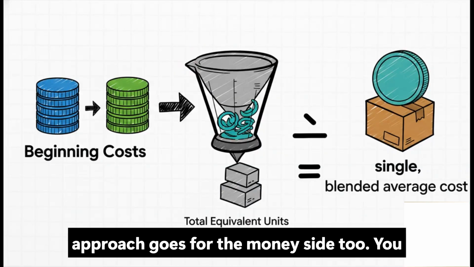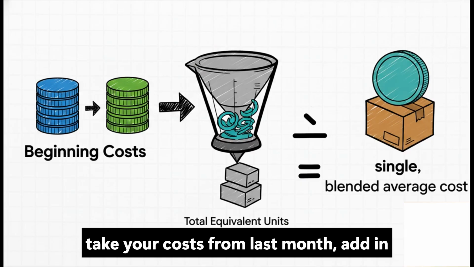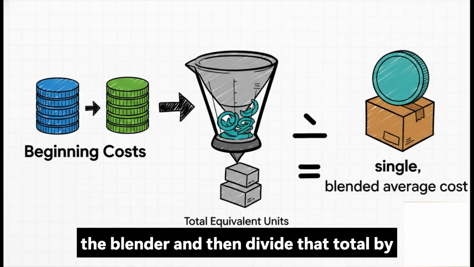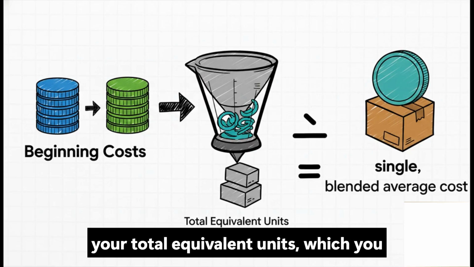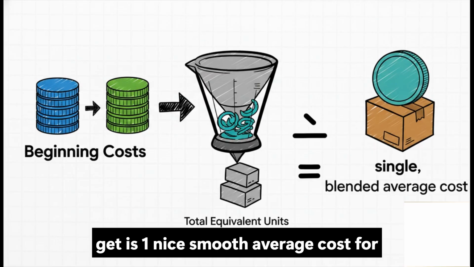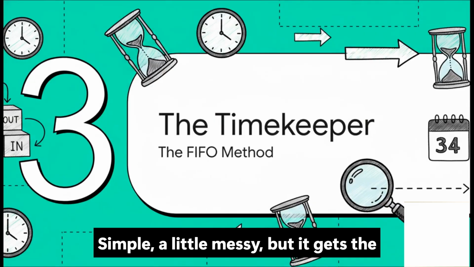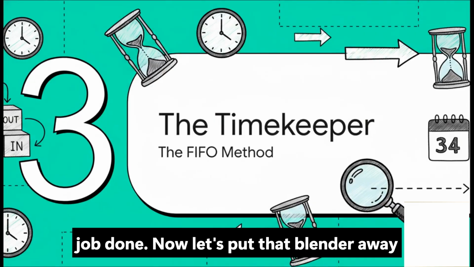And yep, that blender approach goes for the money side too. You take your costs from last month, add in the costs from this month, whir it all up in the blender, and then divide that total by your total equivalent units. What you get is one nice, smooth, average cost for every unit. Okay, so that was the blender. Simple, a little messy, but it gets the job done.